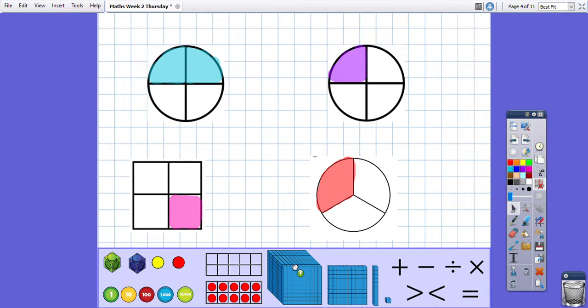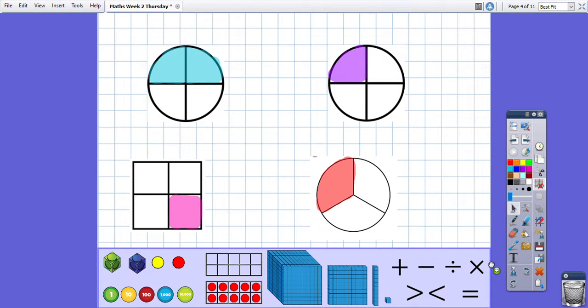Now I've shaded in some parts of my shapes, and I want to know which ones have got a quarter shaded. So if you want to pause the video and talk about it, you can do. Okay, so this one is definitely split into quarters because it's got 4 equal parts. 1, 2, 3, 4. And I only want to know what 1 quarter is, but that's got 2 parts shaded. So that's 2 quarters. What about this one? 4 equal parts again. And it's got 1 part shaded, so that is 1 quarter.